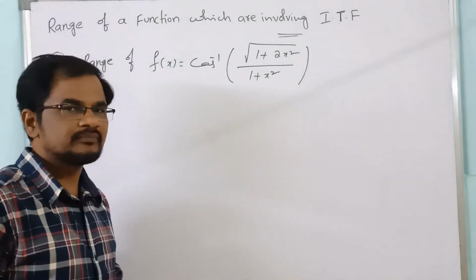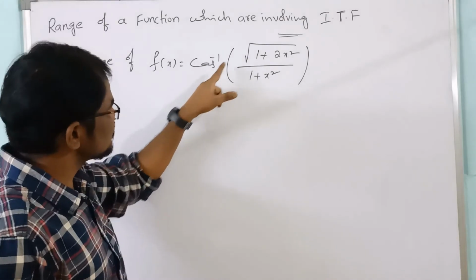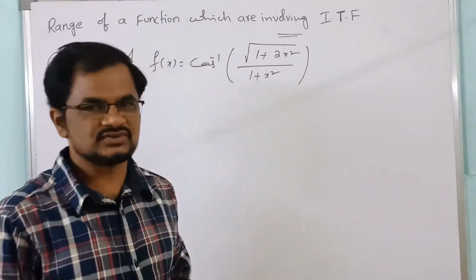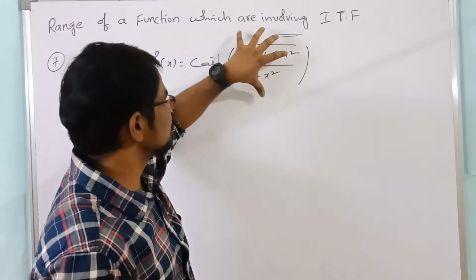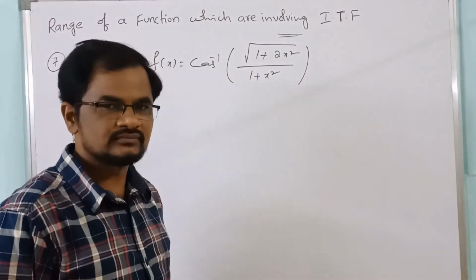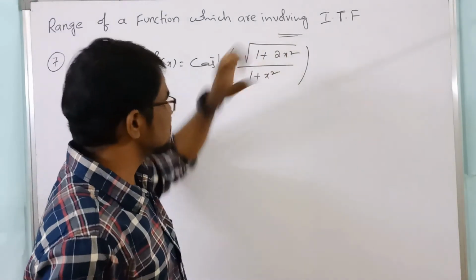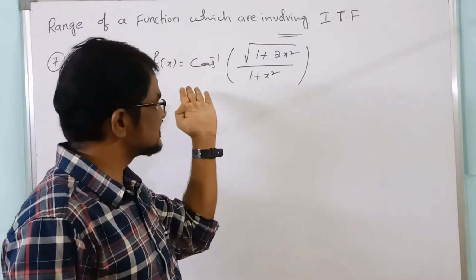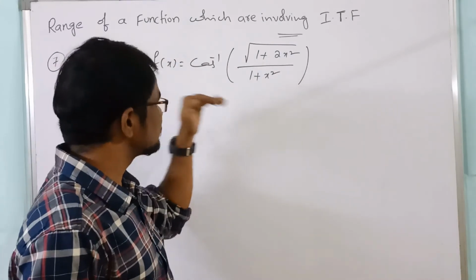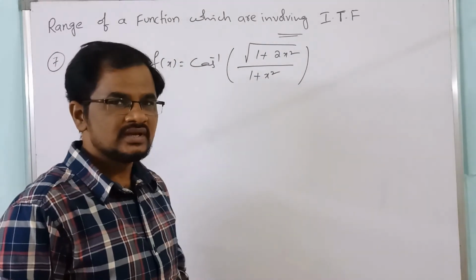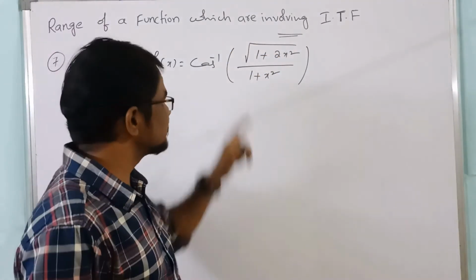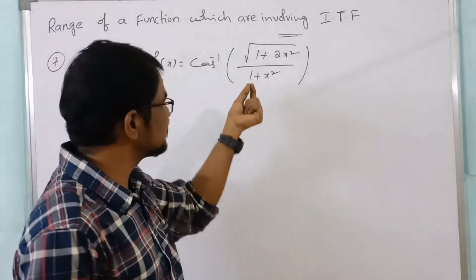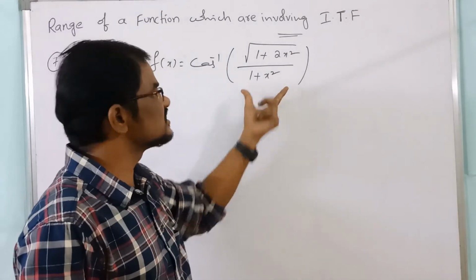Here what is given? f of x equals cos inverse of root of 1 plus 2x square divided by 1 plus x square. First we have to find the range of this one. Instead of finding the range directly, check whether converting cos inverse into sine inverse or tan inverse gives any simplification, because here the root is there, root of 1 plus 2x square by 1 plus x square. It is a little bit hard to find the range of this one.